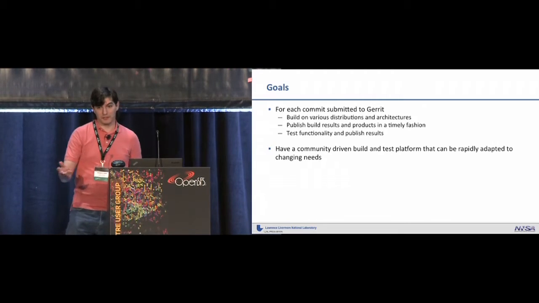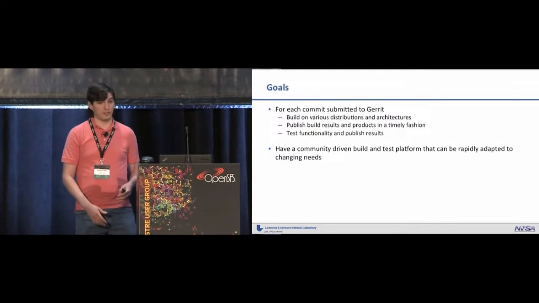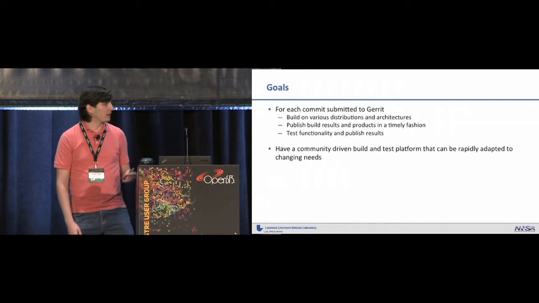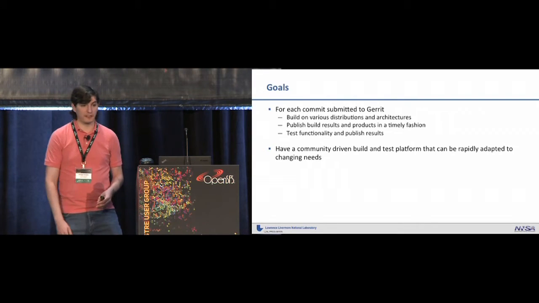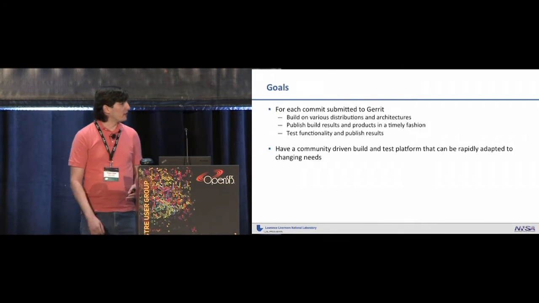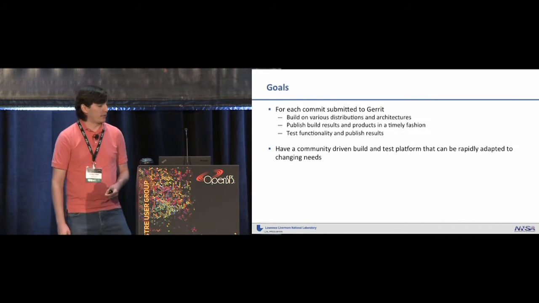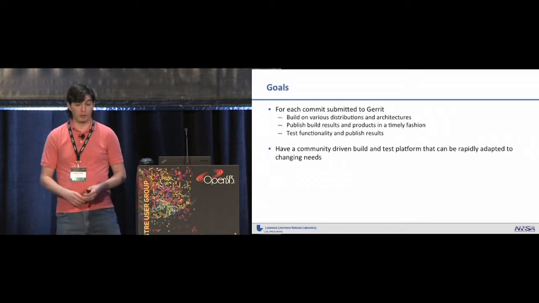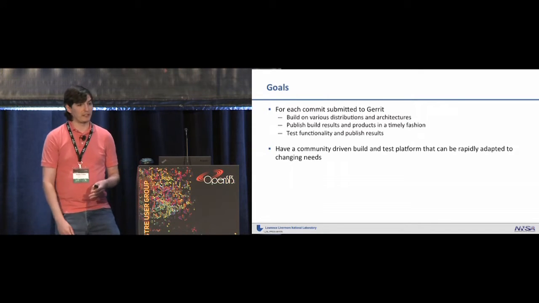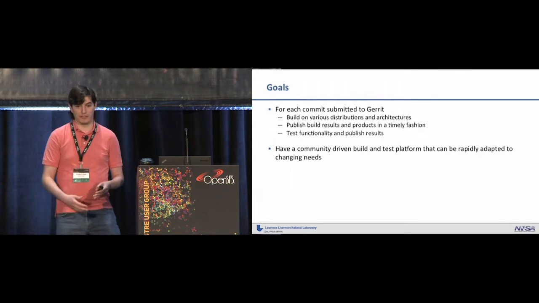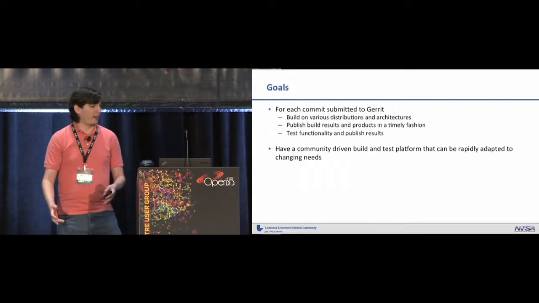Similar to the Intel build farm, for every commit in Gerrit, we want to spin off a process of building on various distributions and architectures, just to verify that whatever code is submitted could still be distributed to a wide array of platforms. We want to publish these build results in a timely fashion for rapid development, because developers need feedback quickly. We've seen cases where the Intel build farm might stall for about a day before you get any results. So we want to improve on that.